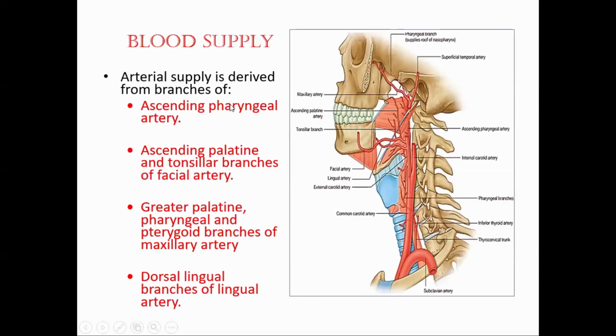Now the blood supply. Arterial supply is derived from the ascending pharyngeal artery, which is the main arterial supply. Then the ascending palatine and tonsillar branches of the facial artery, the greater palatine, pharyngeal and pterygoid branches of the maxillary artery, and the dorsal lingual branches of the lingual artery.